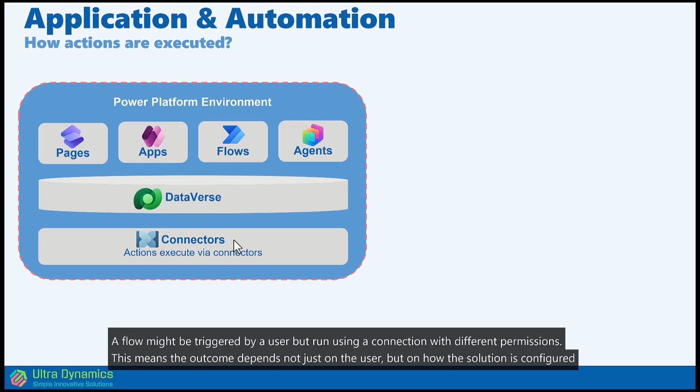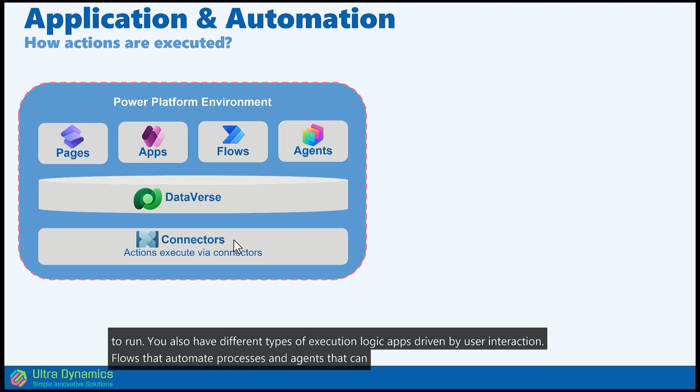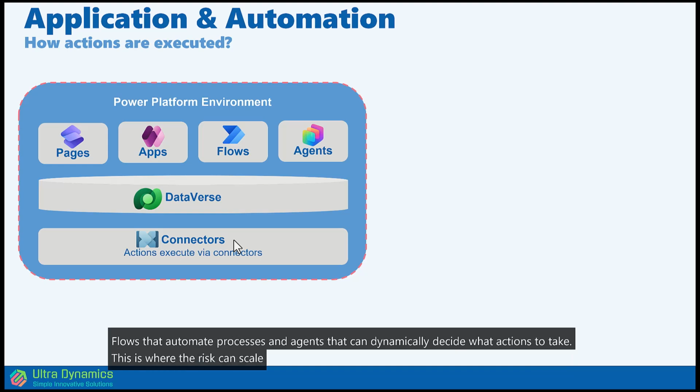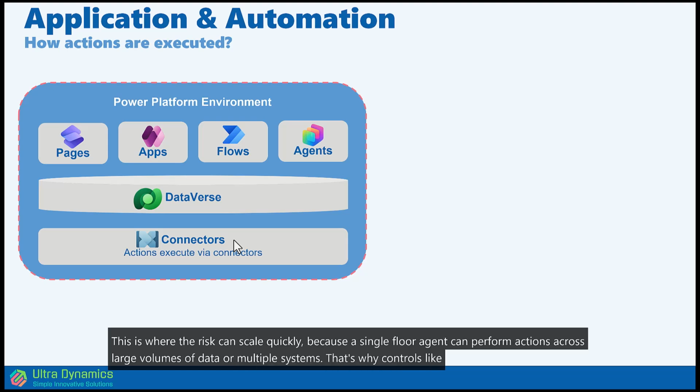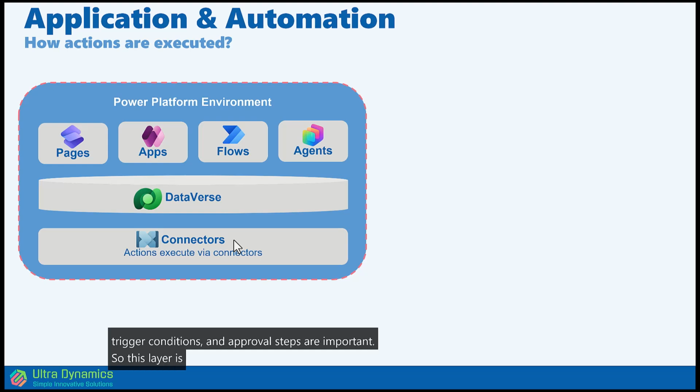You also have different types of execution logic: apps driven by user interaction, flows that automate processes, and agents that can dynamically decide what actions to take. This is where the risk can scale quickly because a single flow or agent can perform actions across large volumes of data or multiple systems. That's why controls like connection ownership, trigger conditions, and approval steps are important. So this layer is all about controlling how actions are executed and ensuring they run safely and predictably.